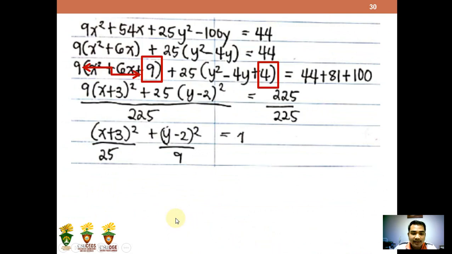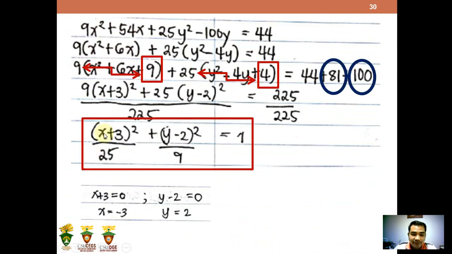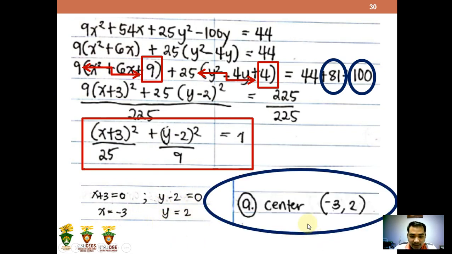So, going back here, next is to resolve. We have the equations x plus 3 equals 0 and y minus 2 equals 0 to get the value of x and the value of y. Therefore, our center, h, k, is equal to negative 3 and 2.